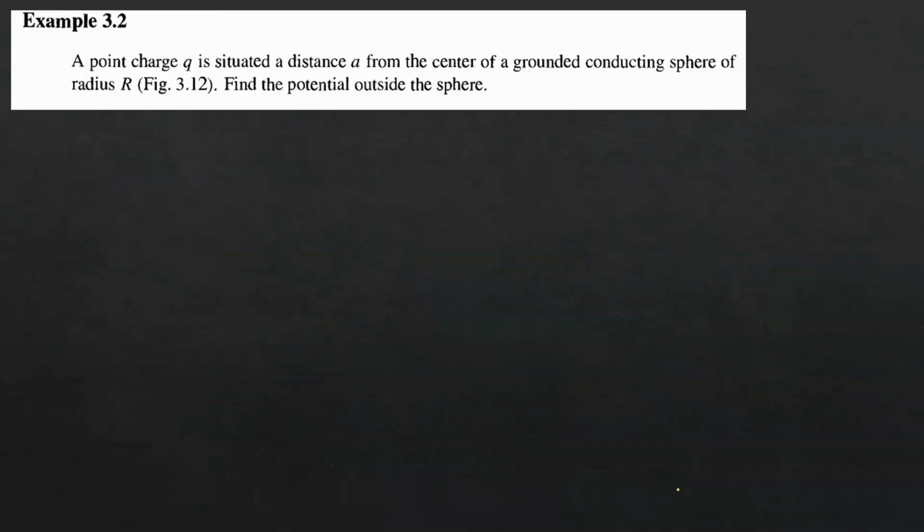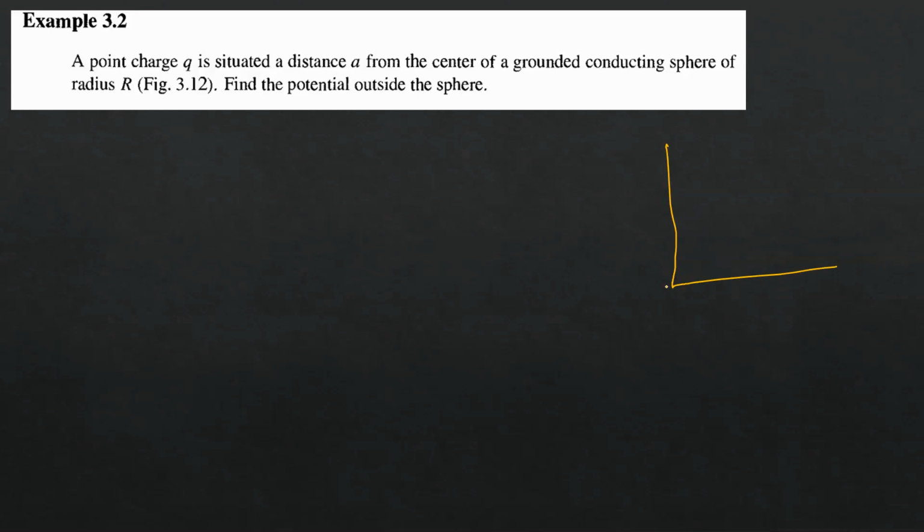A point charge is situated at a distance a from the center of a grounded conducting sphere. Yeah, this is your method of images. Sphere of radius r. Find the potential outside the sphere. Okay, this is an image problem. A distance a from the center of a grounded conducting sphere.